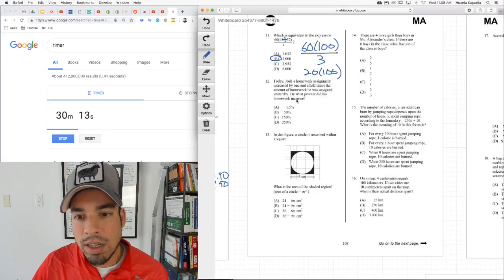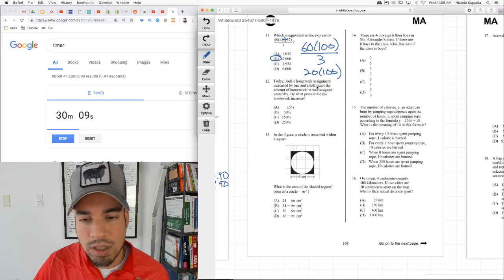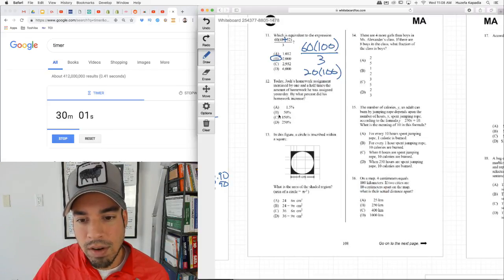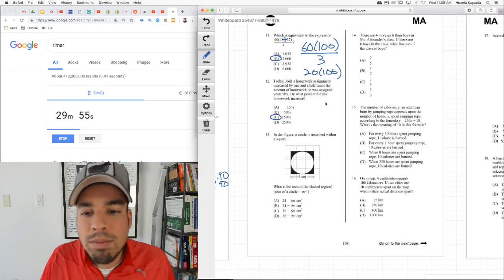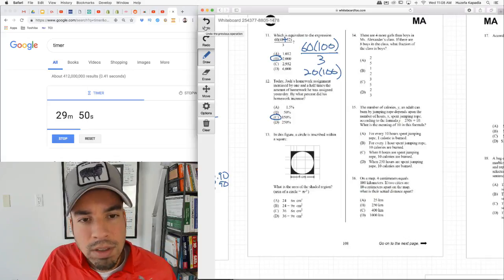Today, Josh's homework assignment increased by 1.5 times the amount of homework he was assigned yesterday. So it increased by 1.5. By what percent did his homework increase? Okay. 1.5 times is 150, but wait a minute. Increased by, no, I'm sorry. 1.5 times.